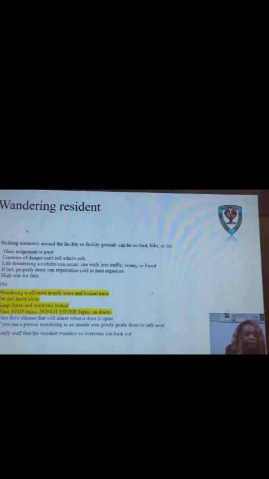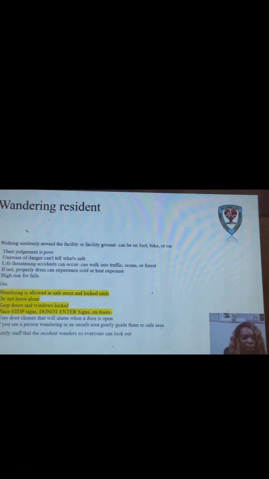Your wandering residents, they're walking aimlessly around the facility or the facility grounds. And a person that wanders can wander on foot. They can wander on a bike or in a car. A person that's wandering has poor judgment. They sometimes are unaware of danger and they can't really tell what's safe. This can be life-threatening because they can wander out into oncoming traffic.